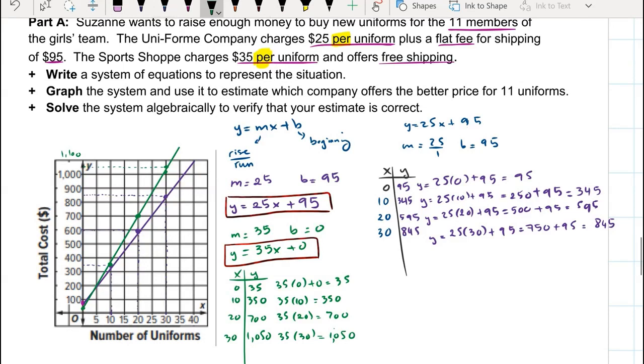Okay, sorry. My graph makes me think that the solution, when both companies will give you the same price, is around 5 uniforms. They will give you about $220. But after that, one will charge you less and the other one will charge you more. So we're going to talk about that next.